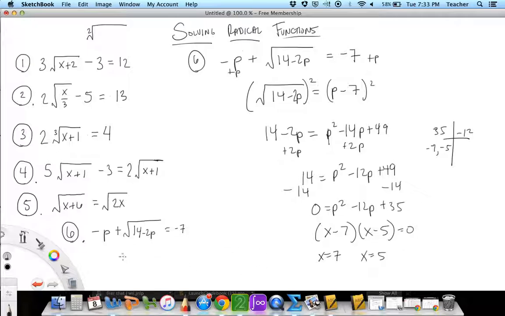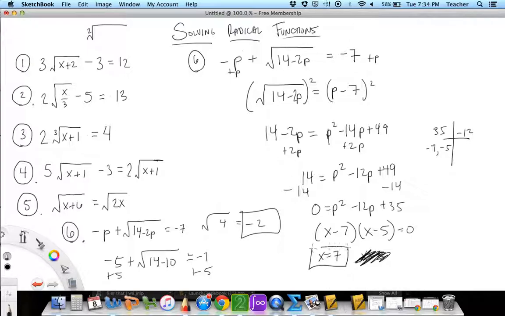Now if I try 5, it would be negative 5 plus 14 minus 10 equals negative 7. And if I add 5 to both sides, I would get the square root of 4 equals negative 2. A dead giveaway that a solution does not work: if I isolate the radical and it equals a negative number, that is impossible. So x equals 5 is not a possible solution. My only answer is x equals 7.